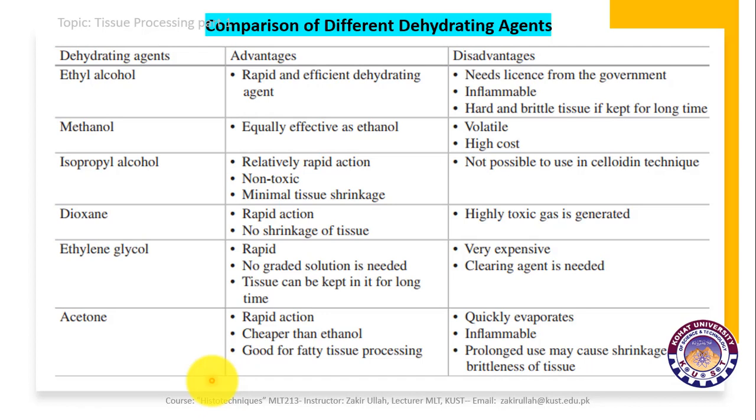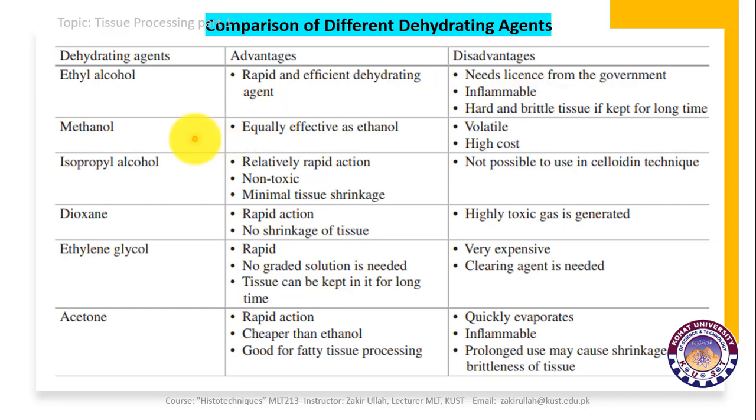This is the comparison of different dehydrating agents, their advantages and their disadvantages. The ethyl alcohol is a rapid and efficient dehydrating agent, but it needs a license from the government. It is inflammable and it makes the tissue hard and brittle if kept in it for a longer time.